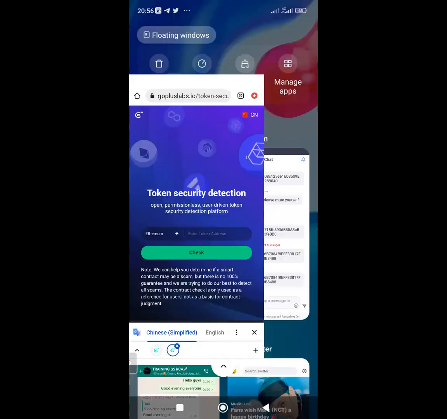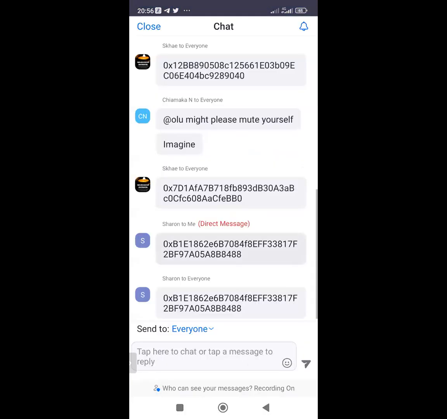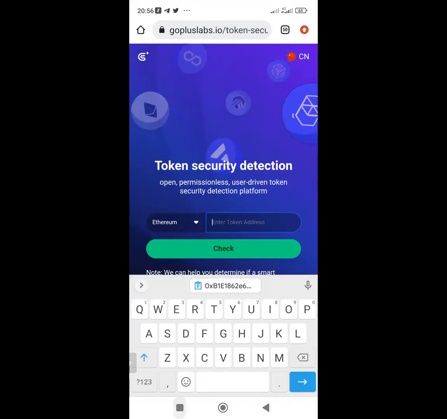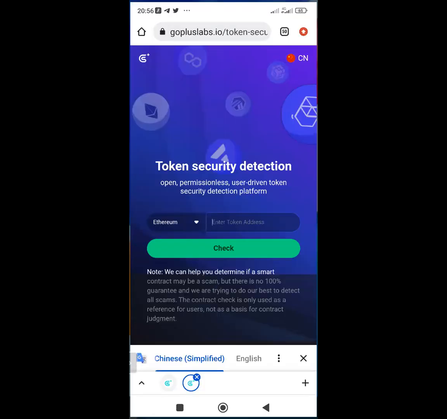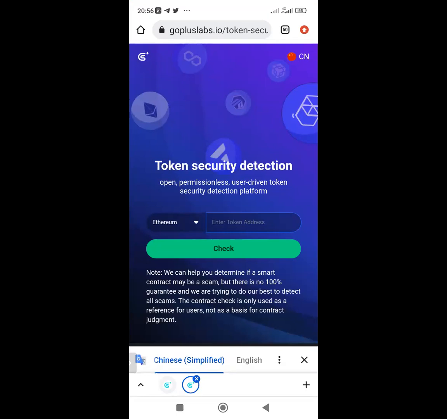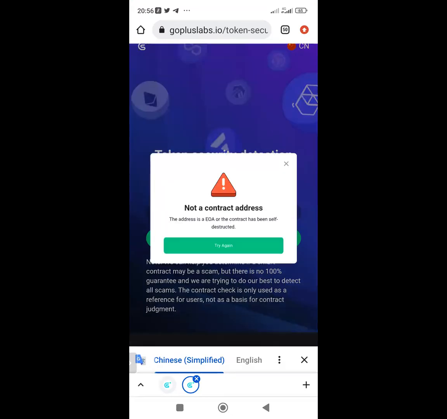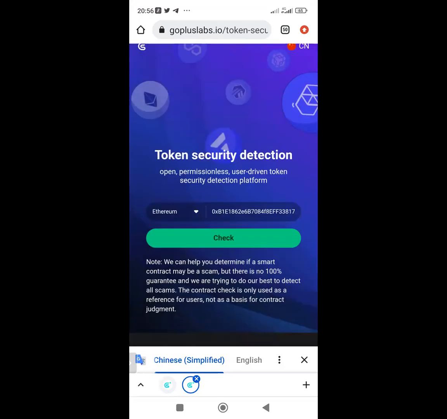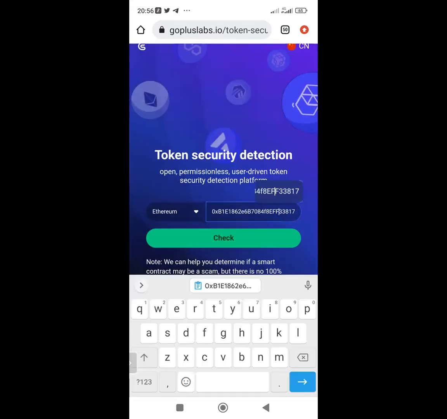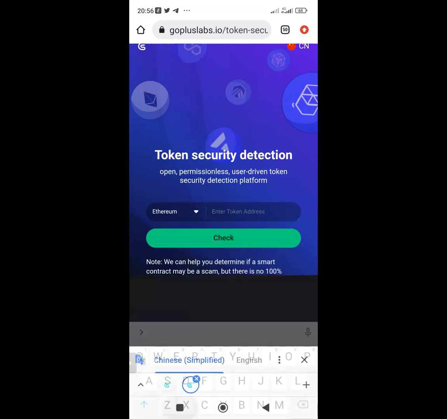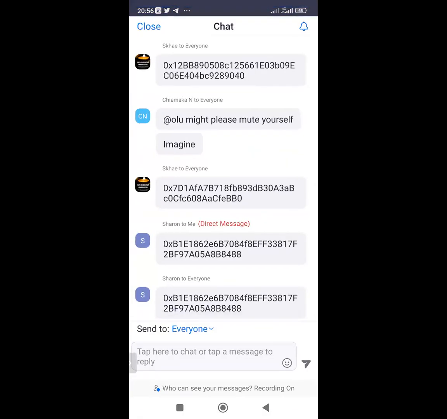So which other token? Who else has dropped one? Let's do Sharon. Which blockchain, which network? Ethereum, okay. Now I'm checking. Not a contract address. Are you sure it's a contract address you sent? Is it your wallet address? I mean a contract address. I think that one is not a contract address.